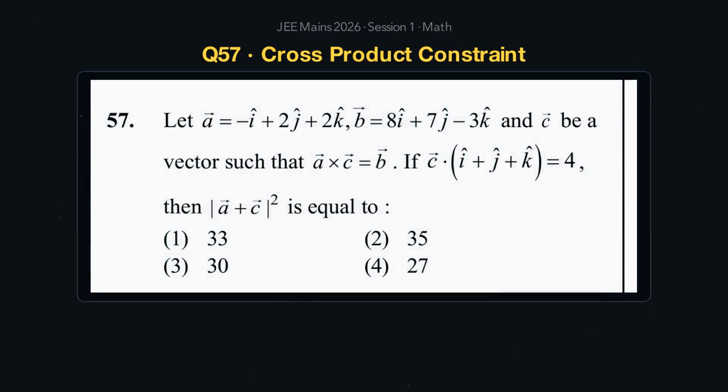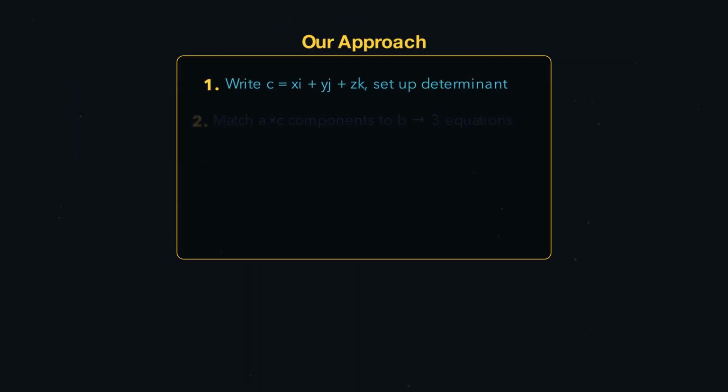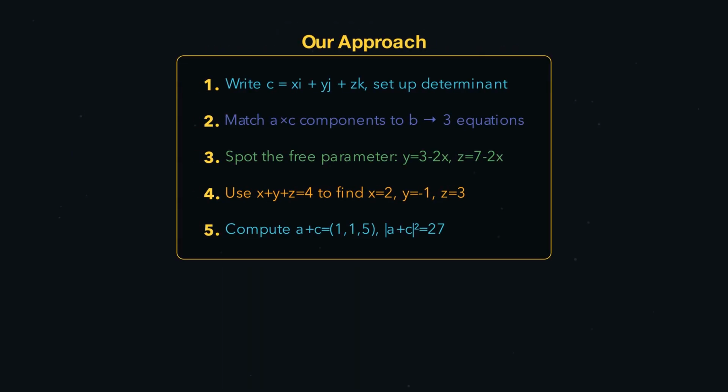3 vectors, 1 cross product condition, and a constraint that pins everything down. Let's find the answer. Here's our approach. First, we'll write C as a general vector with unknown components x, y, and z. Then we'll expand the cross product as a determinant to get 3 component equations. Next, we'll notice that the system is underdetermined, and use the dot product constraint to fix the free variable. Finally, we add A and C and square the magnitude.